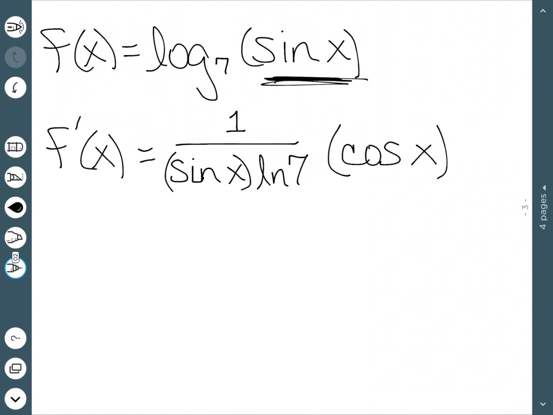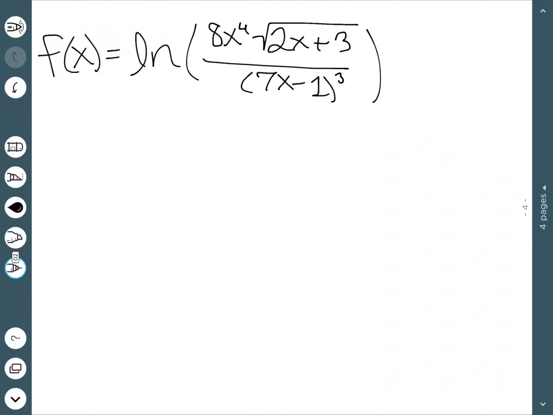And these derivatives of logs can actually also be used to help us solve more difficult derivatives. So let's look at one of those. Here I have the function ln of 8x to the 4th times the square root of 2x plus 3 all over 7x minus 1 cubed. And this can be very complicated. The fact that we have an ln of something tells me we're going to have to use the derivative of logs and a chain rule.